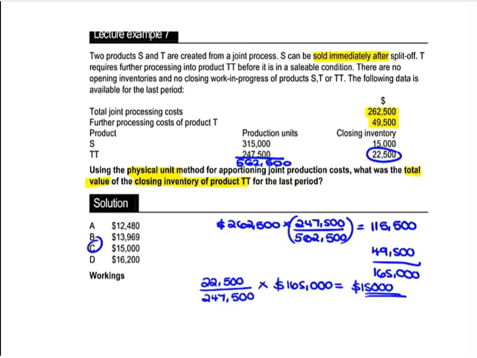So when faced with a question like this, you need to work methodically through the steps, remembering that the units that are produced is the number that you're going to be working on to work out the cost per unit, and then you need to look at the total costs for this product TT and think about how much is left compared to how many were produced, what proportion of units left.